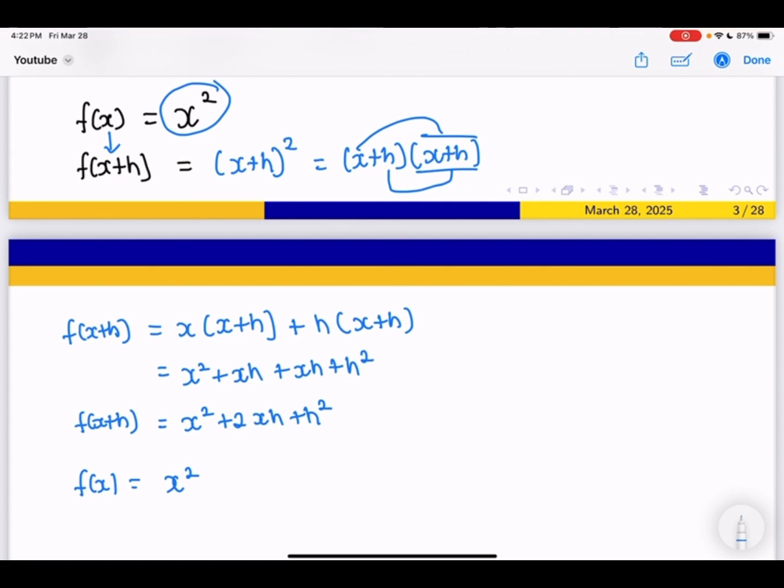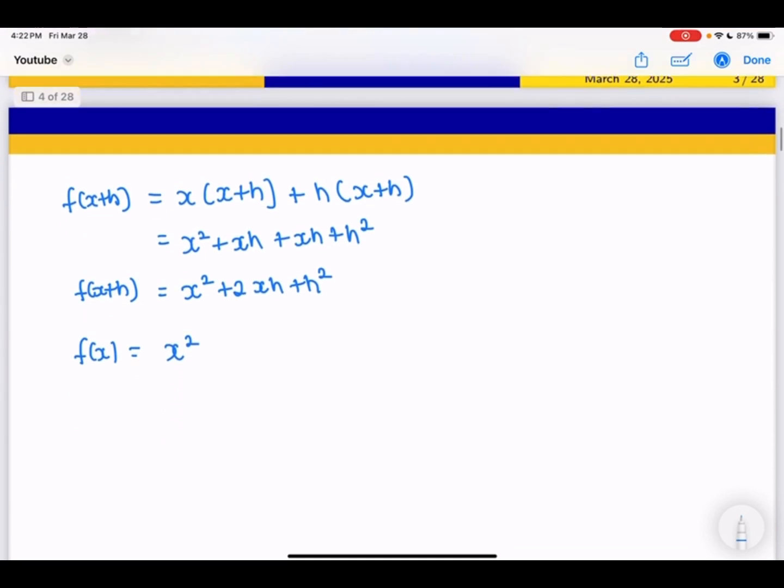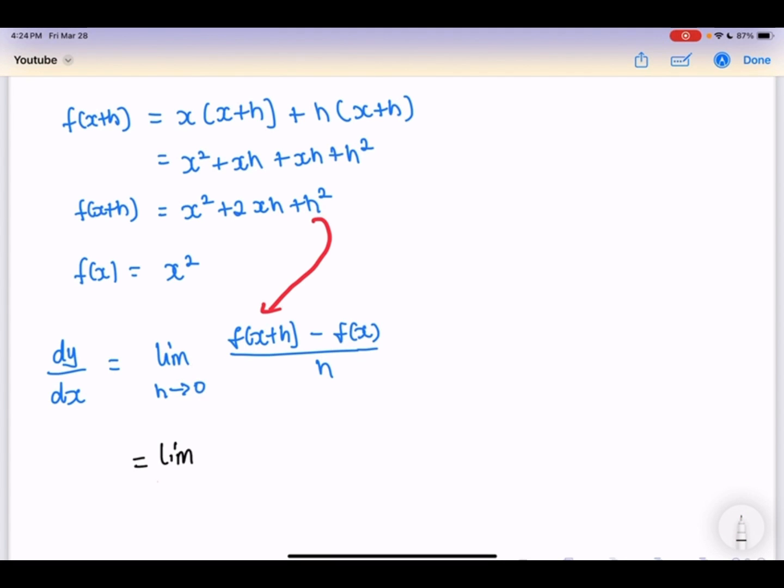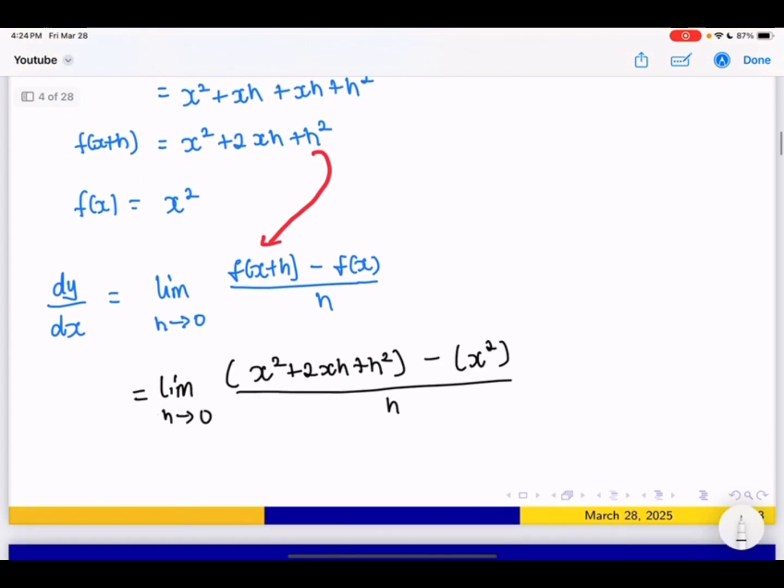So now let's just substitute it into the first principle formula. So here we know f of x plus h to be this guy, and f of x is giving us x squared. So we are going to have the limit as h goes to 0. Now what's f of x plus h? That's x squared plus 2xh plus h squared. Then minus f of x. So minus what's f of x? That's x squared, divided by h. So now let's simplify further.